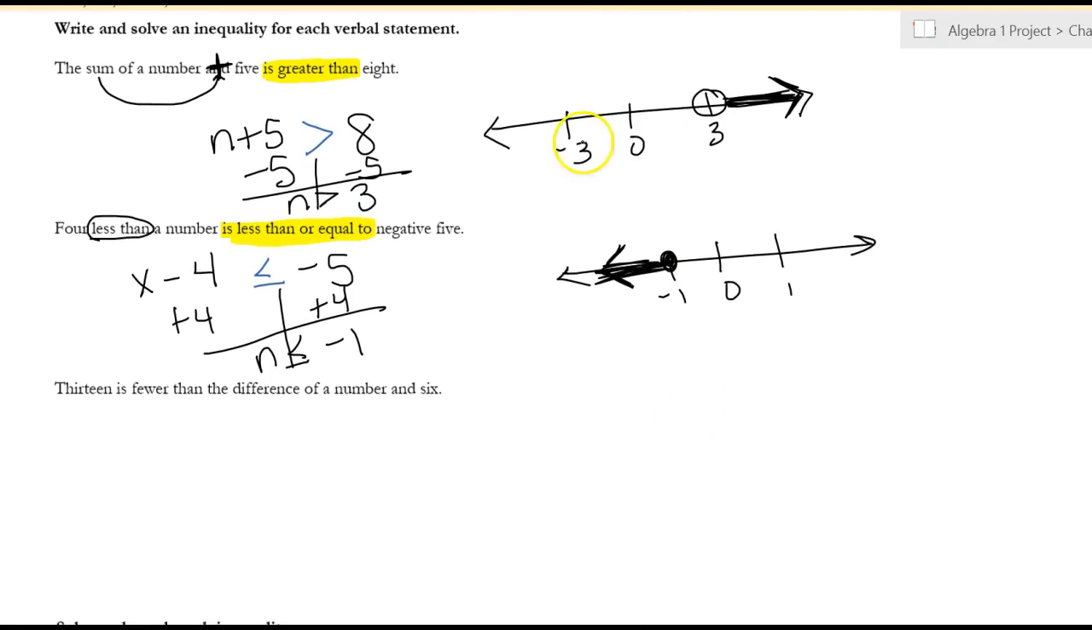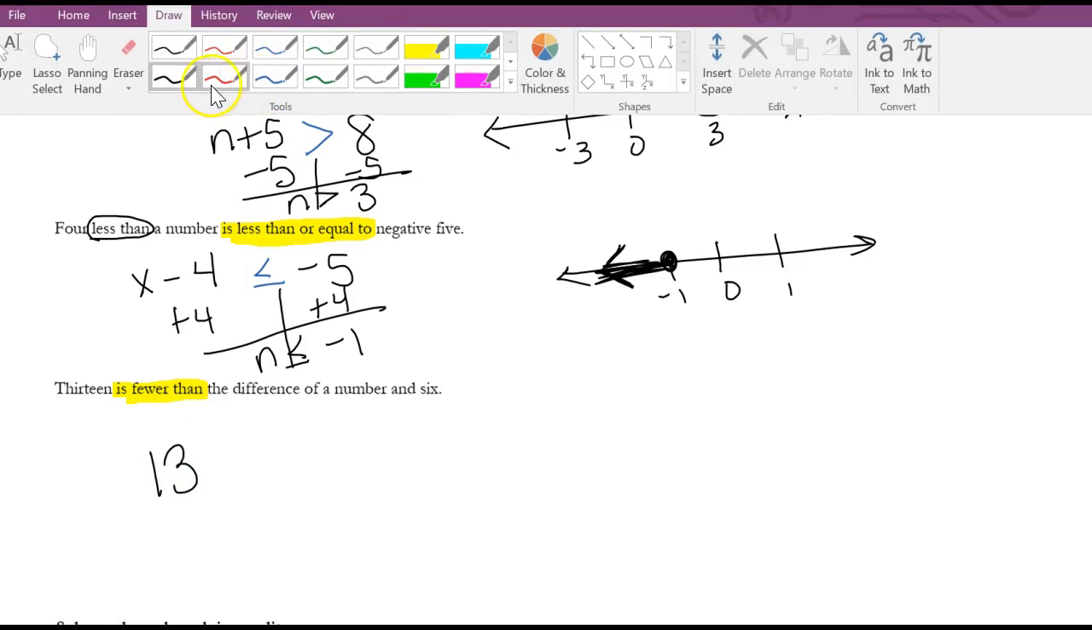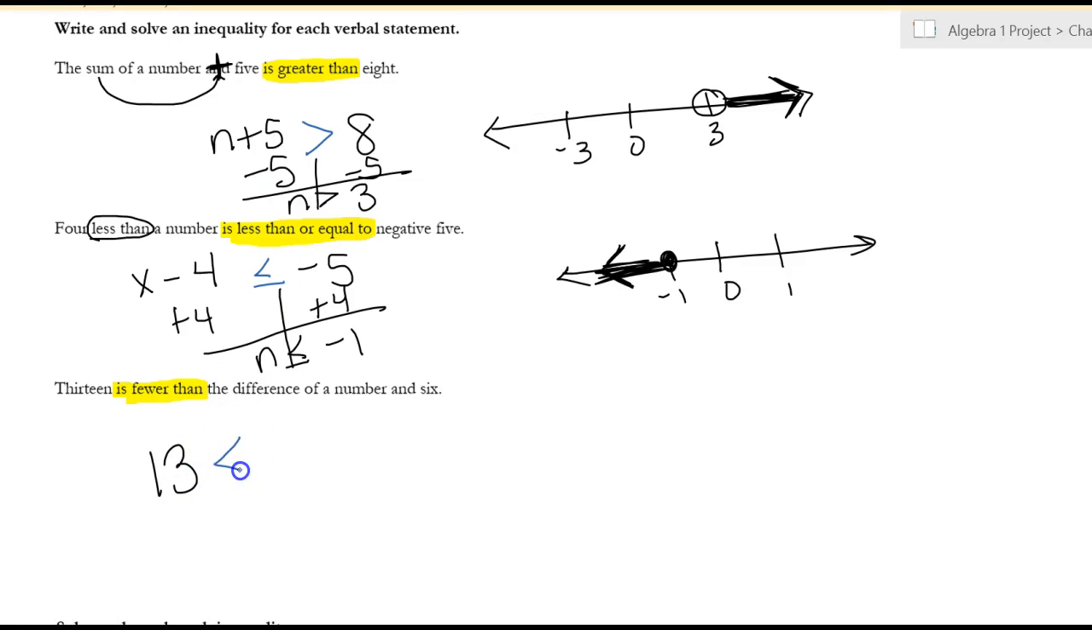Okay, 13 is fewer than. 13 fewer than is another way to say less than, but it's not equal to, so it just says 13 is fewer than. The difference is minus, and it goes where the "and" is, a number and 6.